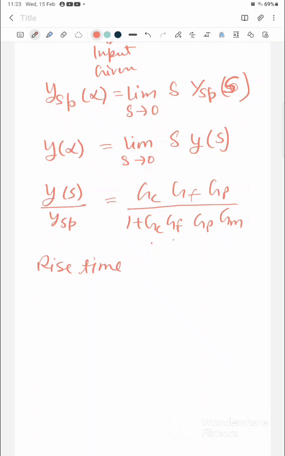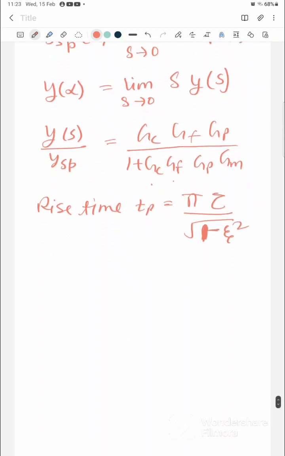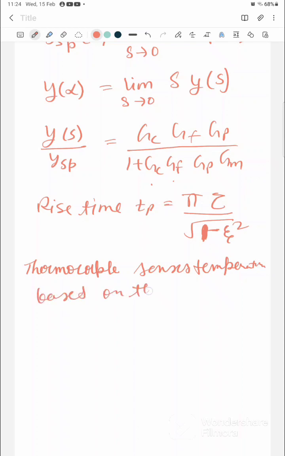Rise time is defined as Tp is pi tau by root of 1 minus zeta square. As we know, thermocouple senses temperature based on the Seebeck effect.